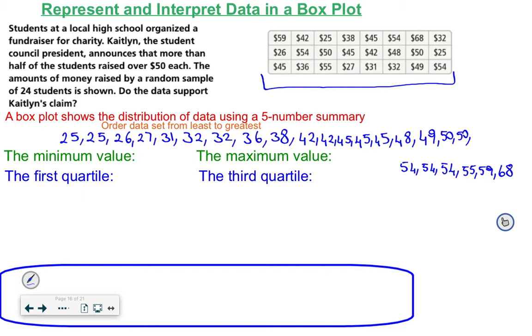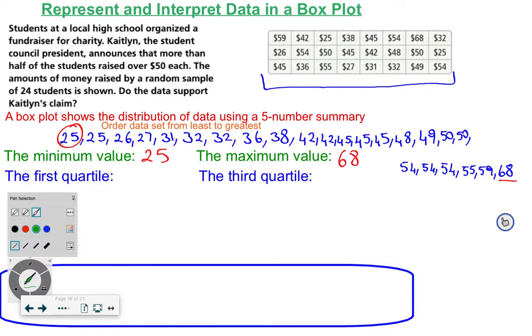So when you order this from the least to greatest, you can understand what the minimum value is. The minimum value is 25. What is the maximum value, which is 68. After that, we are going to find the median. What is the median? The median is the number in the middle.